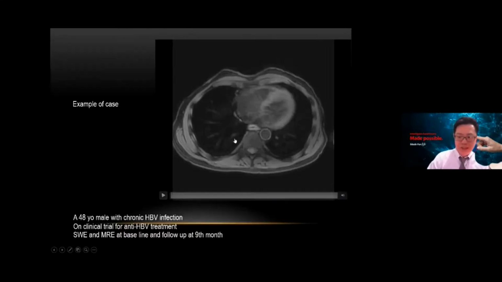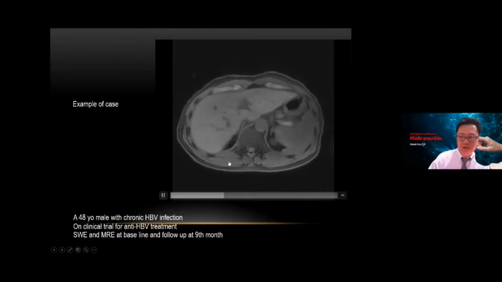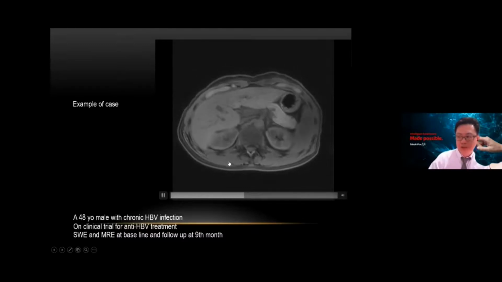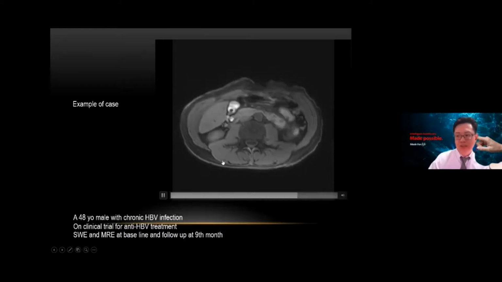I will give you some examples. This one is a 78-year-old male with chronic Hep B hepatitis, and this is the MRI before. We see that there's no obvious cirrhosis, no splenomegaly, and the liver seems homogeneous on MRI.